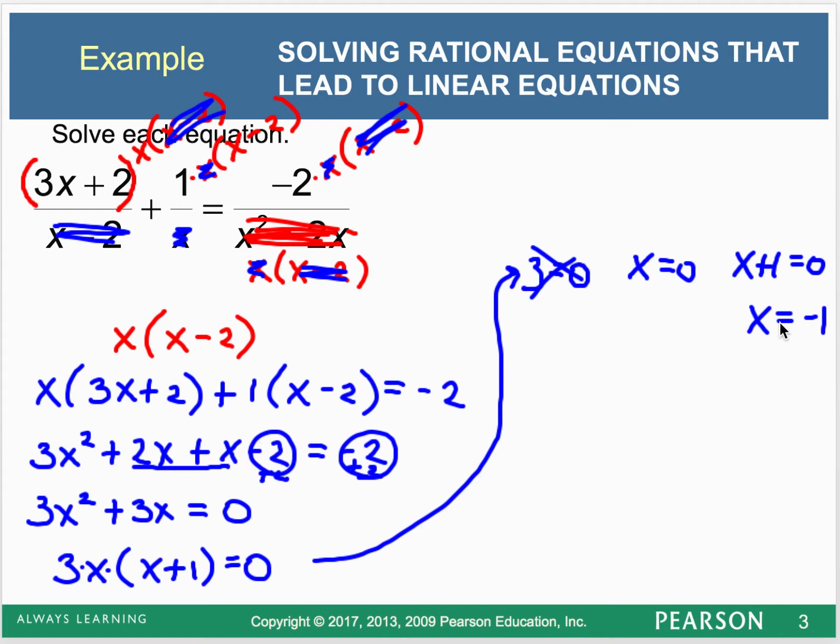Now don't forget, we got to check these answers. So 0. If I put 0, 0 minus 2 is not 0. I don't care. If I put 0 right there, this also is not a valid answer. Let's try negative 1. Negative 1 minus 2, that's not 0. And neither of those are 0. So there's my answer. Only x equals negative 1 in this case.